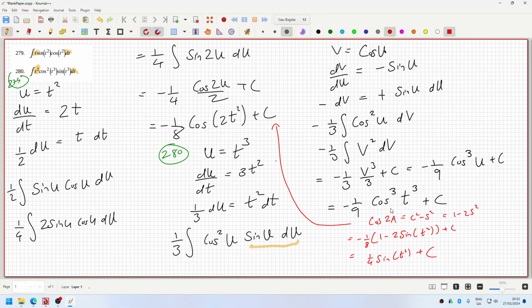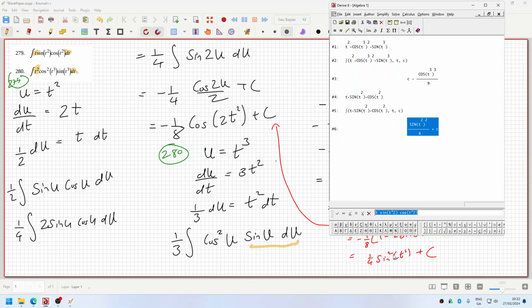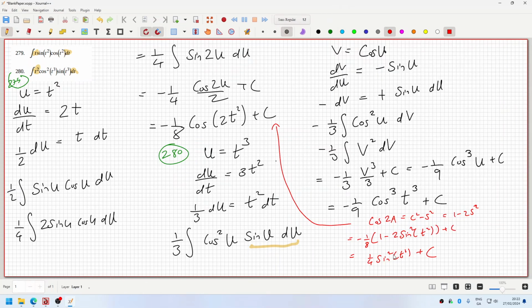Did I lose my square? Oh, yeah, it's sine squared. I lost my square. Yeah. Okay, so that's another valid way to write the answer.